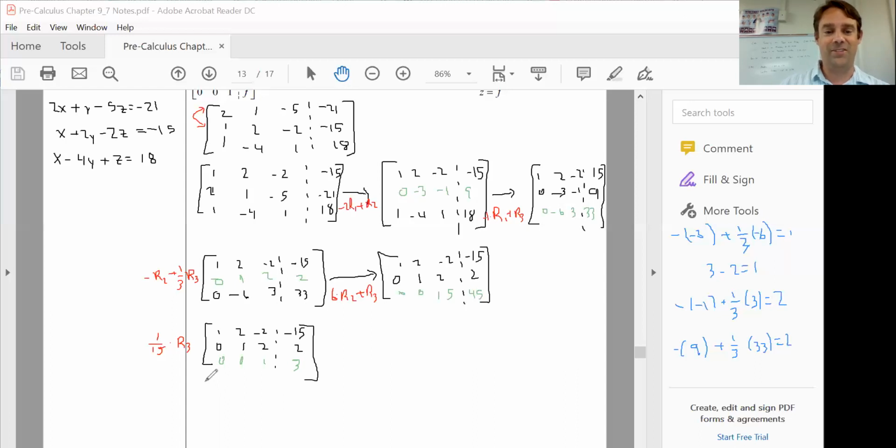All right, so what do we got here? We have x plus 2y minus 2z equals -15. y plus 2z equals 2. And you get z equals 3. All right, let's plug those in then. So y plus 2z.